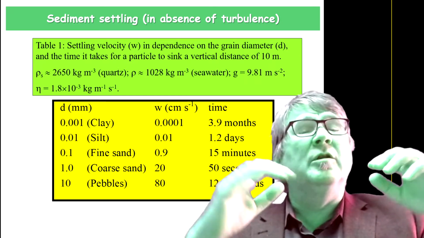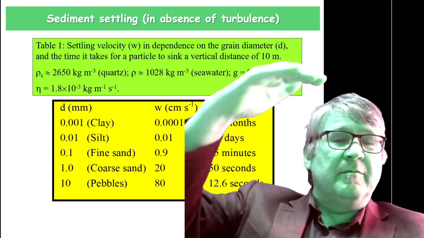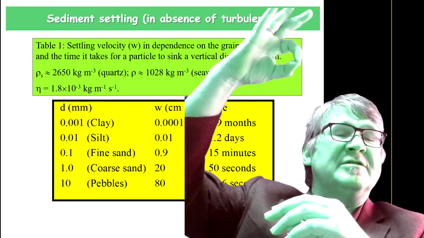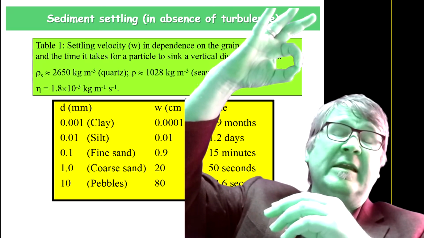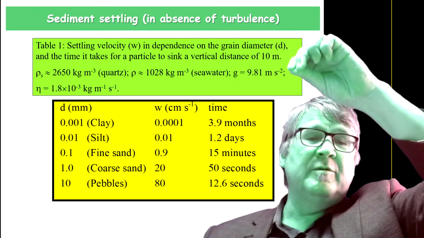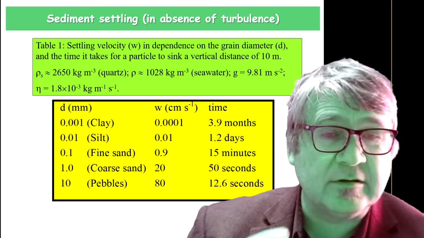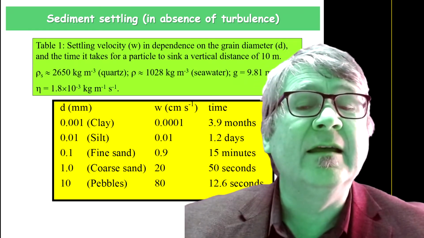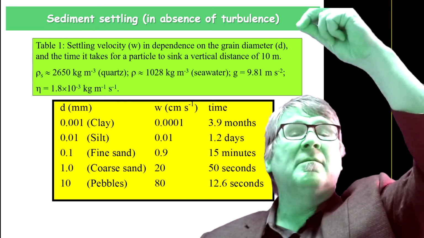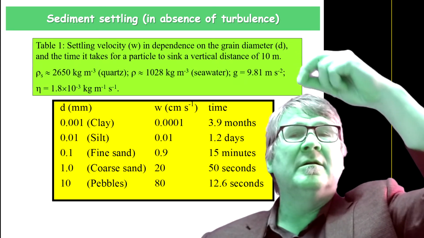So now what we do is we look at, take a lake if you want, something which has a depth of 10 meters. How long does it take for a particle to sink in the absence of any turbulence? It's absolutely still water. We release a particle at the surface and we count the time it takes to sink. And I can't show you that in real time, because for a very fine clay particle, you'd have to wait 3.9 months, almost 4 months, it would take to sink.